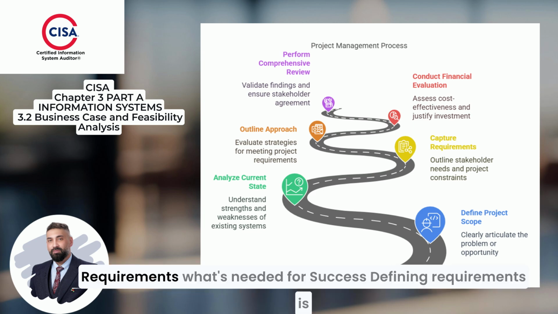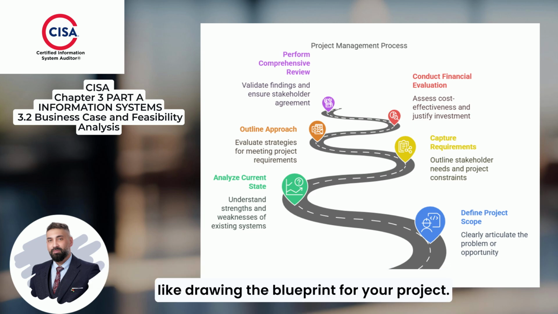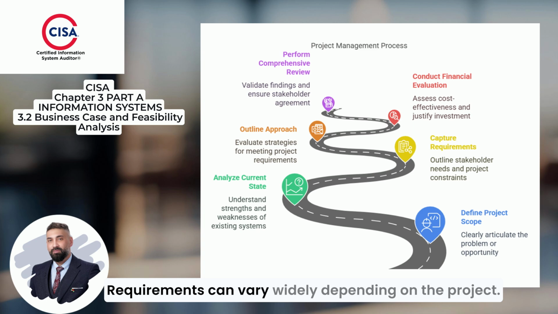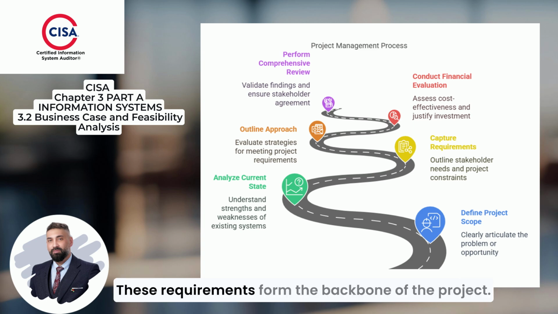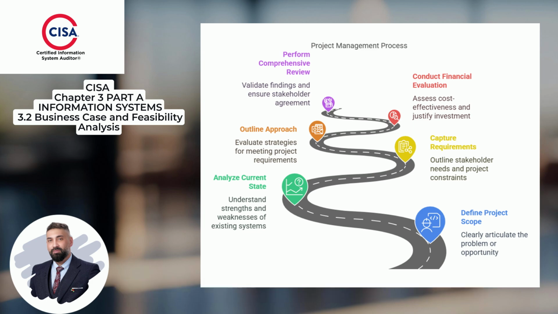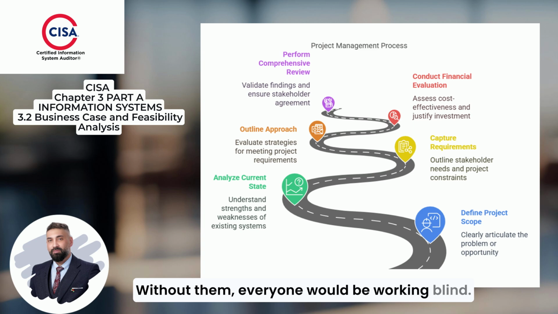3. Requirements. What's needed for success? Defining requirements is like drawing the blueprint for your project. It's about capturing what stakeholders need and the constraints you're working under. Requirements can vary widely depending on the project. For instance, a software project might need technical specifications for how it should operate, while a business process project could focus on compliance with regulatory frameworks. These requirements form the backbone of the project. Without them, everyone would be working blind.